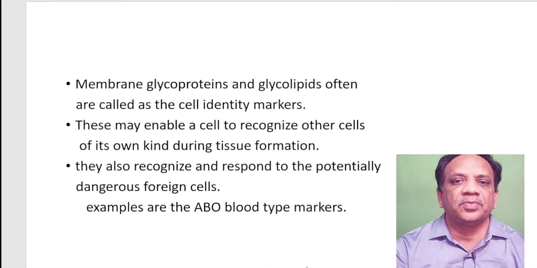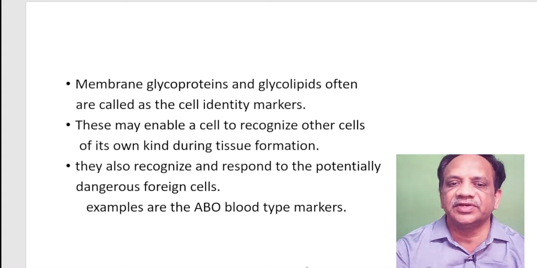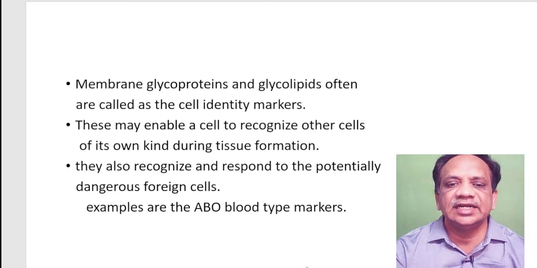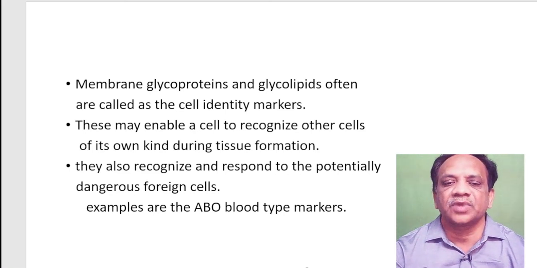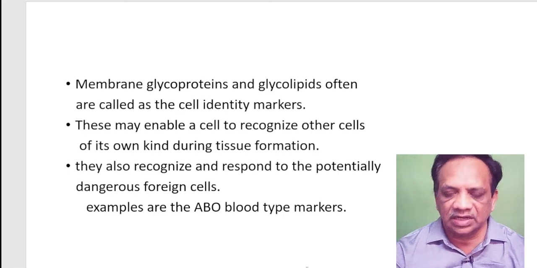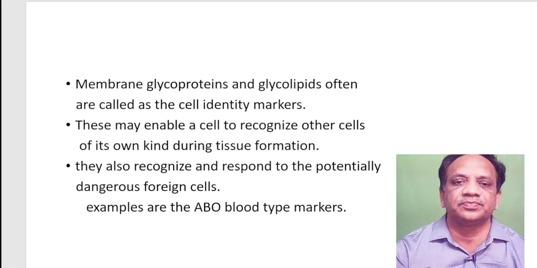The membrane glycoproteins and glycolipids often are called the cell identity markers. They may enable a cell to recognize other cells of its own kind during tissue formation. They also recognize and respond to potentially dangerous foreign cells. Examples are the ABO blood type markers. They identify the opposite blood group which is harmful for our blood group.